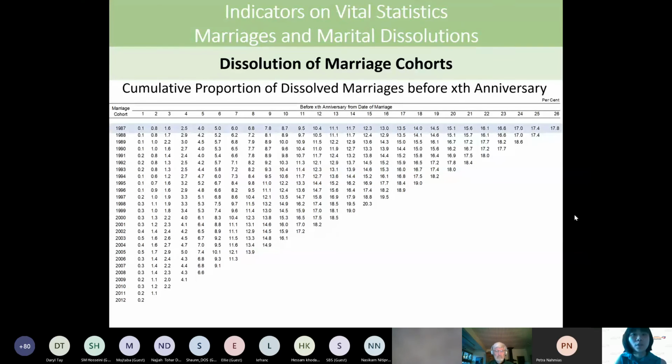So for example, if we look at the 1987 marriage cohort, or couples who got married in the year 1987, which is indicated by the blue row, we see that 4.0% had dissolved before their 5th anniversary, 8.7% had dissolved before their 10th anniversary, and 12.3% had dissolved before their 15th anniversary cumulatively.